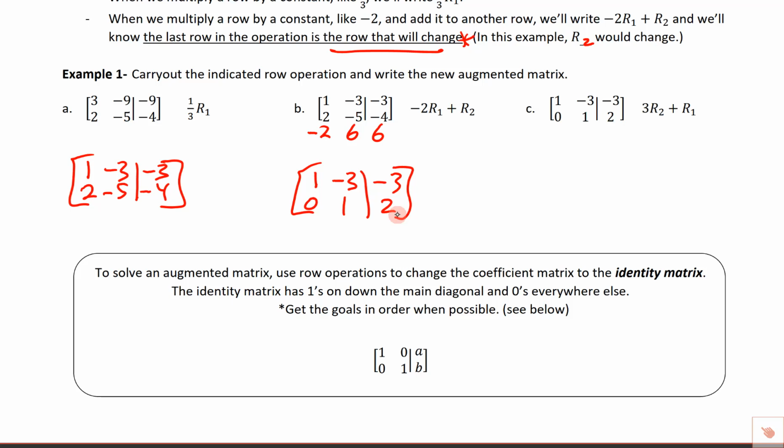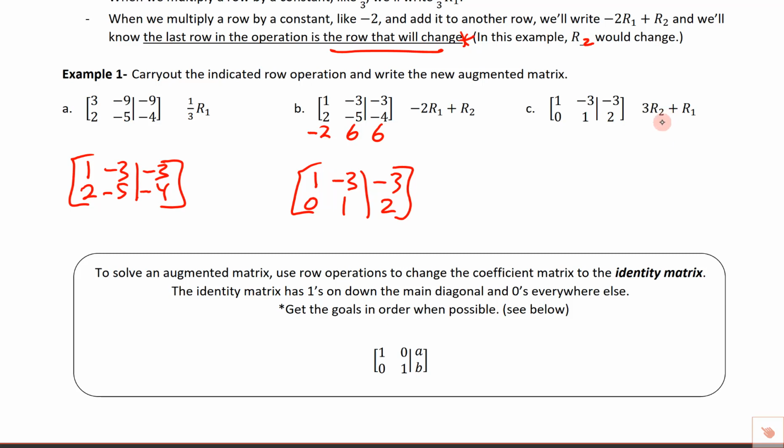Everybody good there? Yep. Okay. So row 1 did not change. We left that alone. We used a multiple of row 1 in order to change row 2. Row 2 is the one that changed. Fellas, you doing okay back there? We good? Okay.